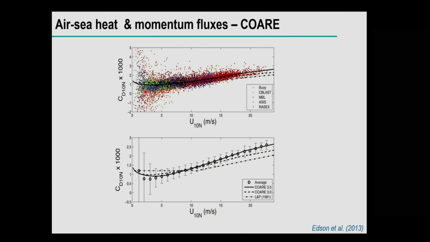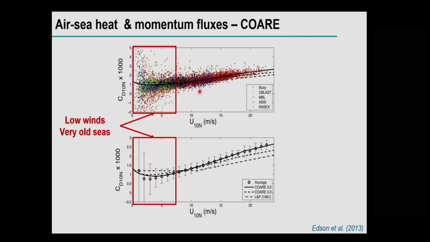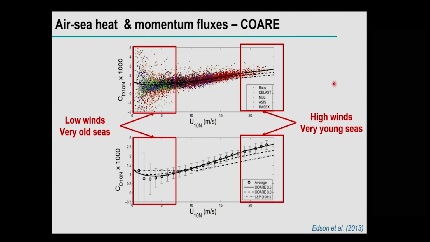Now this is just the measurements, and you have to note that direct measurements don't go beyond 25 meters a second. And it does okay in the mean, but as already discussed, there's a lot of scatter in the low wind range, and this is where we have more the mature seas, and you even have negative drag coefficients, which means momentum is given by the waves back to the atmosphere. And then there's a question of what's going on here at high winds that was discussed.